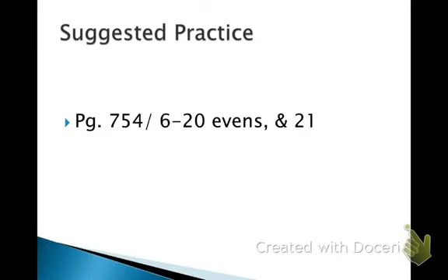So my suggested problems for you would be on page 754, 6 through 20 evens, and then do problem 21 as well. If you want to do more than this, you're welcome to. If you want to do less than this, you're welcome to. I've posted 754 on the website with the answer key as well.